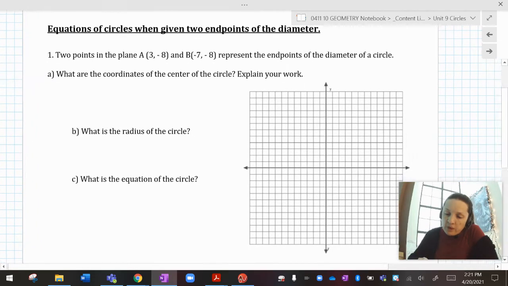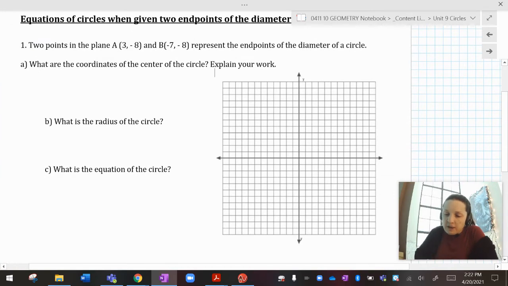All right, well, (3, -8) and (-7, -8). So 3, then 1, 2, 3, 4, 5, 6, 7, 8 down. There's one endpoint. And then -7, -8: 1, 2, 3, 4, 5, 6, 7. There's the other one. If those are the endpoints of the diameter, it goes all the way across the circle. So I know my circle looks something like that.